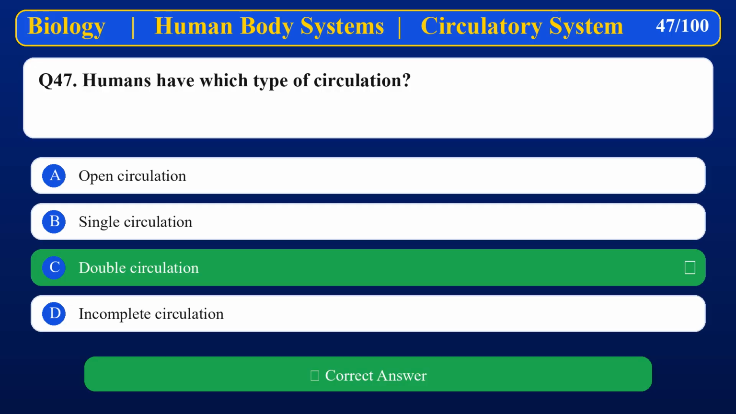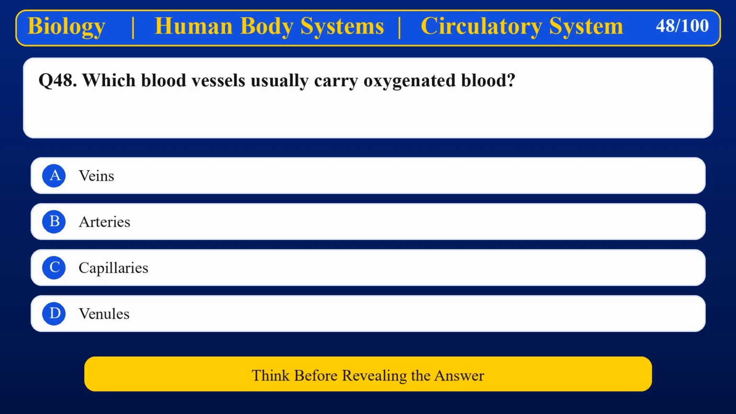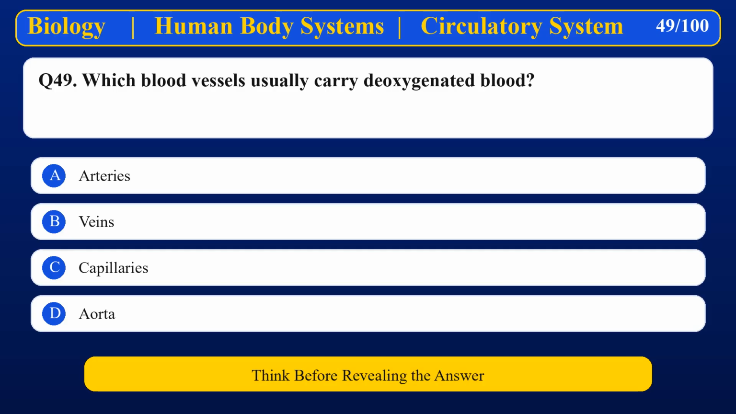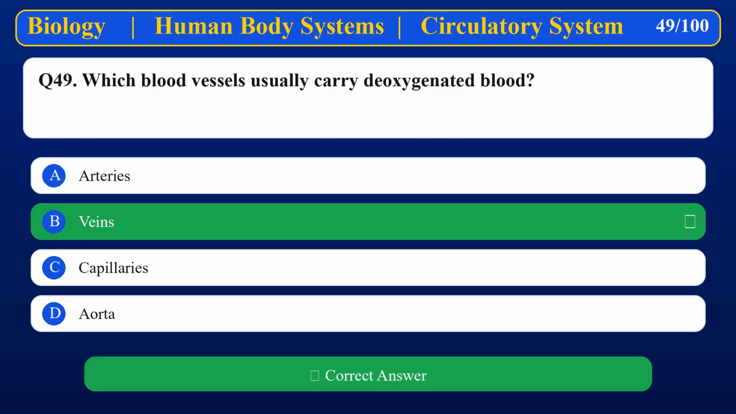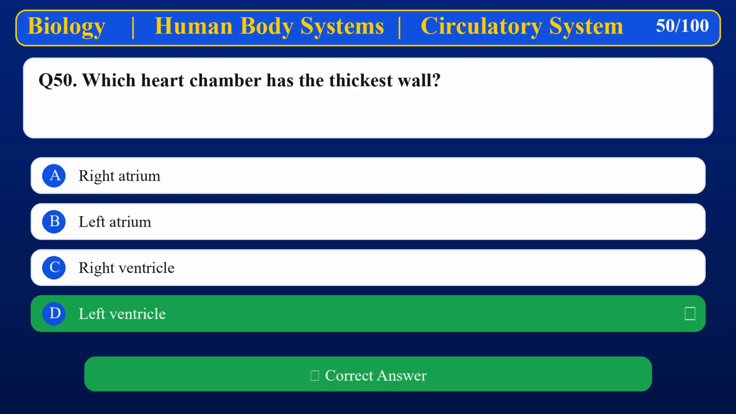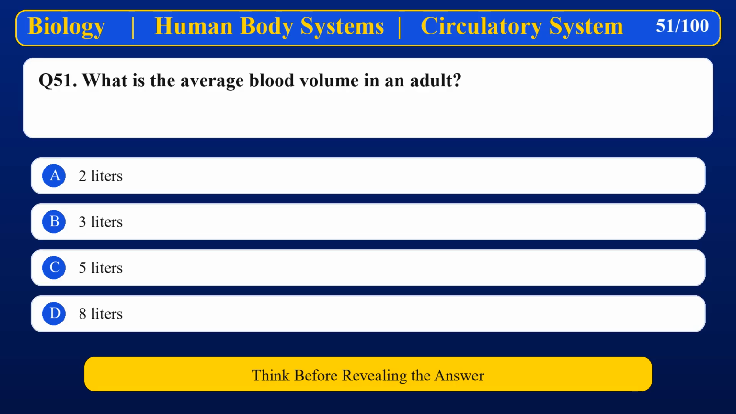Double circulation. Which blood vessels usually carry oxygenated blood? Arteries. Which blood vessels usually carry deoxygenated blood? Veins. Which heart chamber has the thickest wall? Left ventricle. What is the average blood volume in an adult?